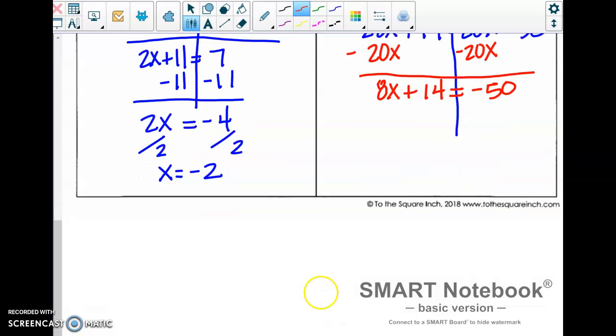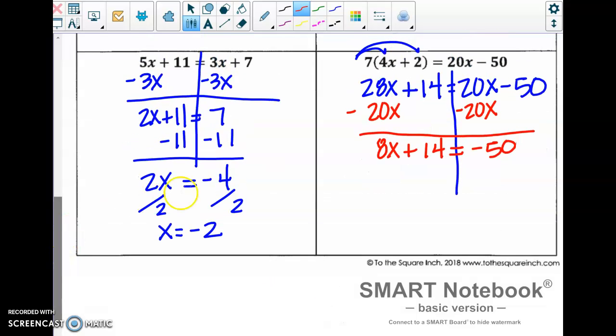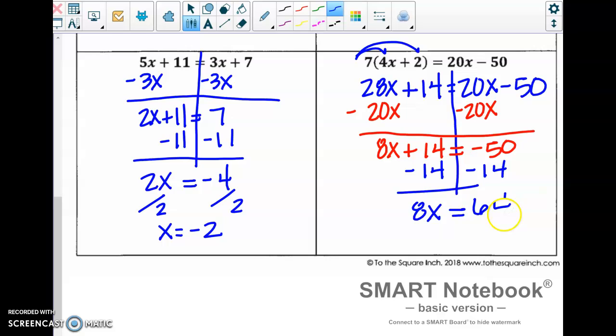So then I want to get x by itself. I'm going to get rid of the 14 by subtracting 14 from both sides. So I'm left with 8x equals negative 64. And then to get x by itself, divide by 8, divide by 8. So x equals negative 8 is what you should have gotten on that one.